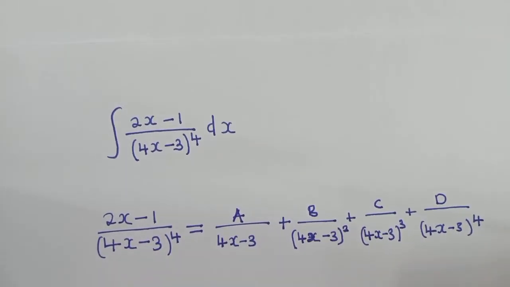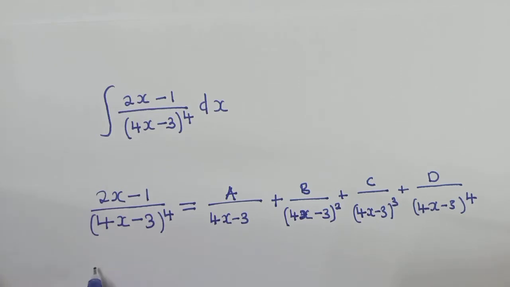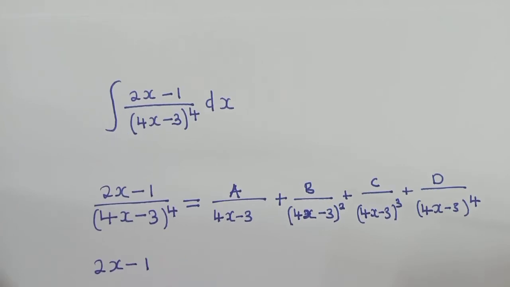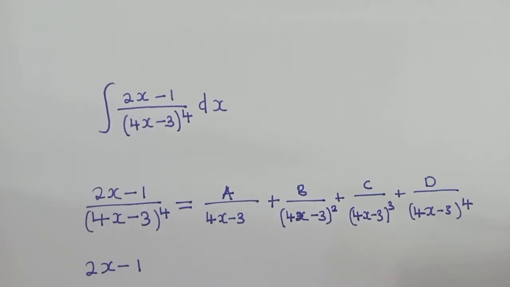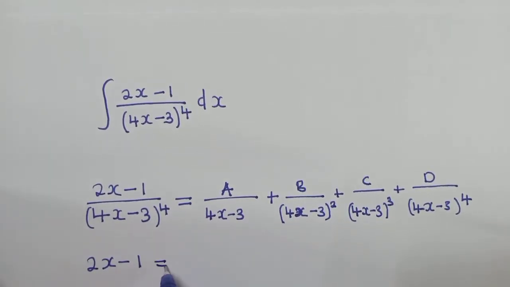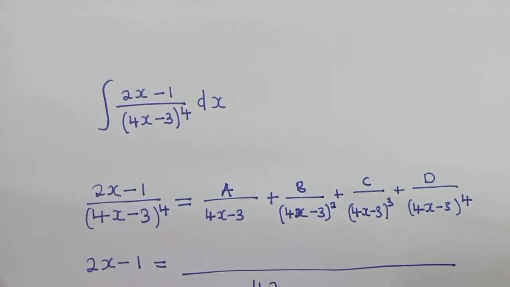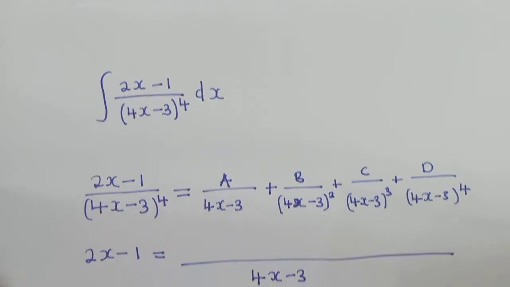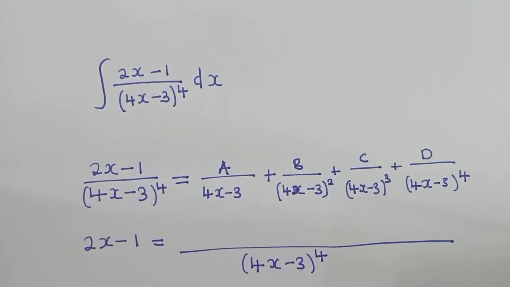Okay. So after that, you now just get what is here. So you write, that's 2x minus 1. Okay. So after writing 2x minus 1, you now find the lowest common denominator, which is of course this one. So you find the lowest common denominator, which is 4x minus 3, okay, power 4 there. You just get what is here and then put it as your lowest common denominator.